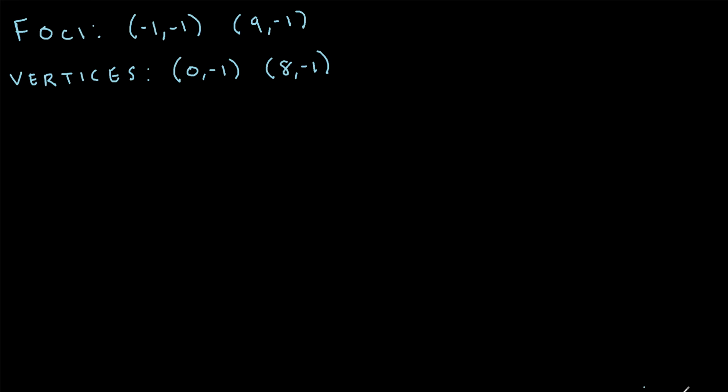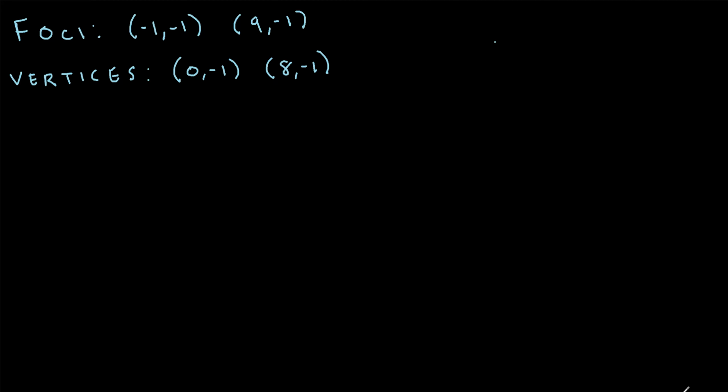In this video, we'll talk about how to find the equation of a hyperbola given the foci and the vertices. So let's check out an example. Let's say we're told that the foci of some hyperbola have the coordinates (-1, -1) and (9, -1). And let's say that we're told the vertices of this hyperbola are (0, -1) and (8, -1).